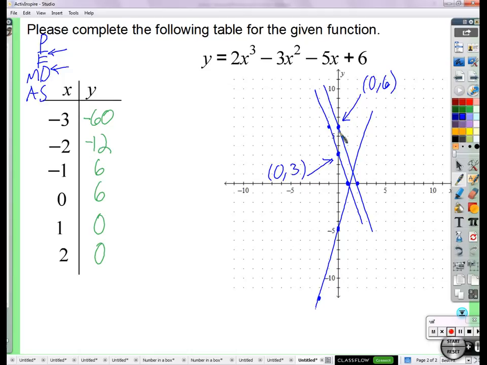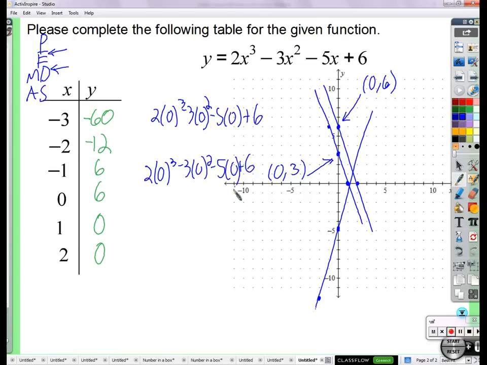Let's plug in 0 again. 0 cubed minus 3 times 0 squared minus 5 times 0 plus 6. 0 minus 0 minus 0 plus 6 is 6. Right. Let's try it again. 2 times 0 cubed minus 3 times 0 squared minus 5 times 0 plus 6. This time, we got 0 minus 0 minus 0 plus 6, which is 6 again. Should we try it again? No, it's going to be 6. It's always going to be 6.